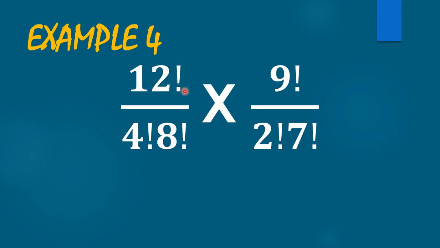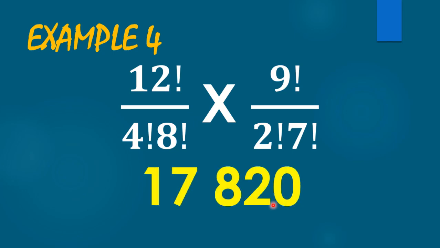So dividing this, we'll get 495. And for this one, we'll get 36. So 495 times 36 will be equal to 17,820.